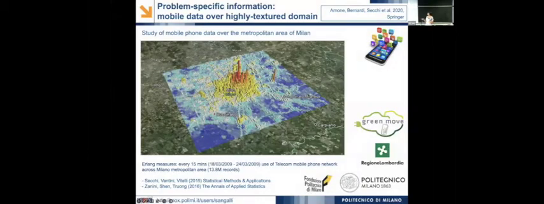This is an altogether different application: the study of phone traffic data over the metropolitan area of Milano. This is a data set that was made available within a project, Green Move, on which my colleagues Piercesare Secchi and Simone Vantini have worked a lot, analyzing this data with altogether different techniques. More recently, we have started using also our method. So let me show you the data.